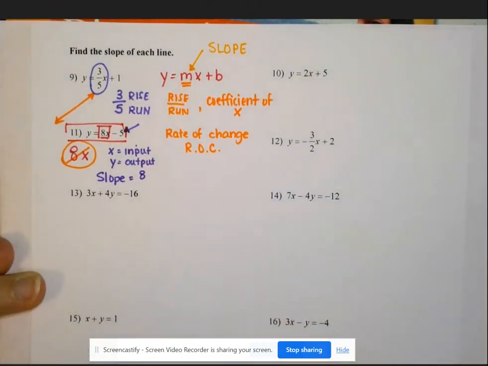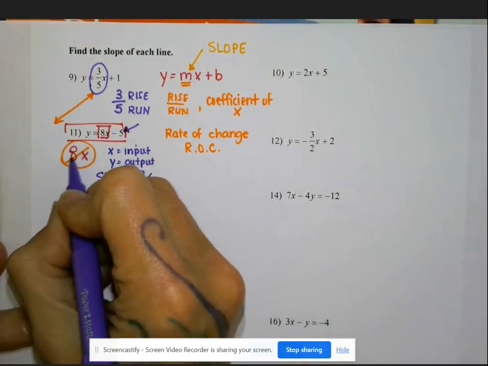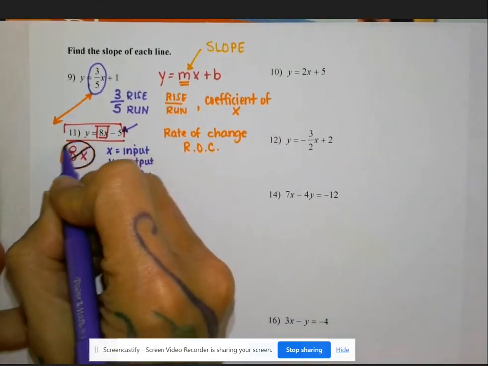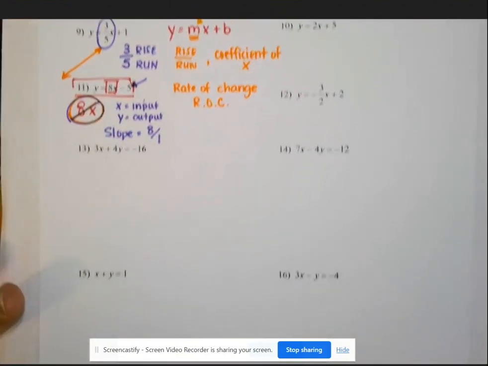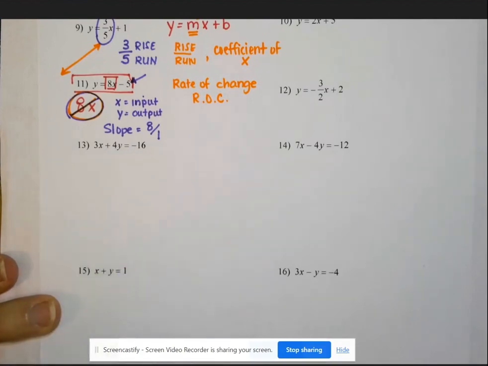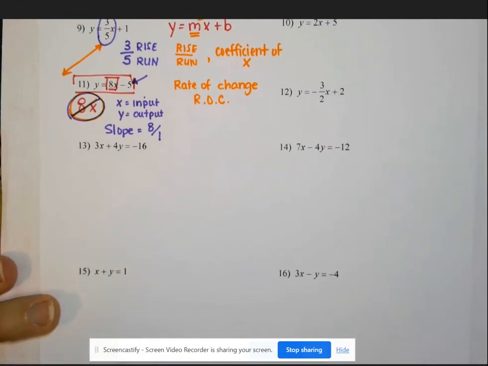If I said rise over run, that's 8 over 1. So if you had to graph it, you'd rise 8, run 1. So get rid of your x. Your x is no good when we're discussing slope. X has a whole other job. All right. From number 13, can you tell me what the slope is right now?